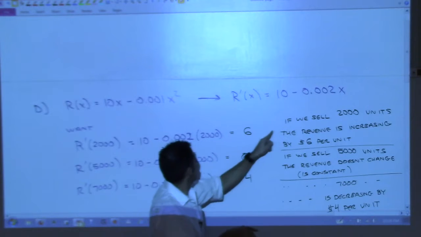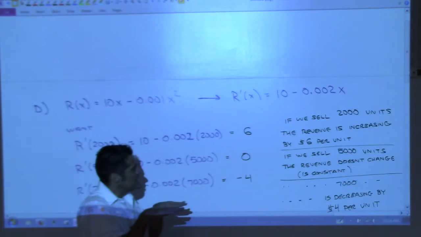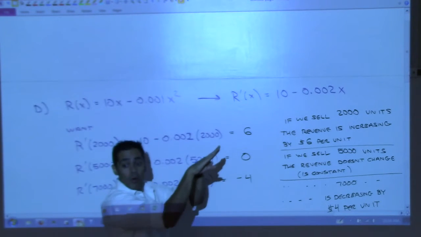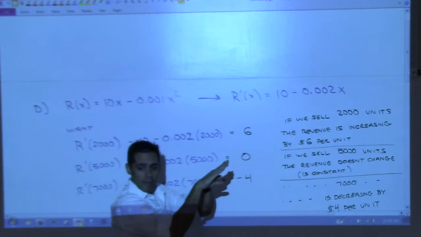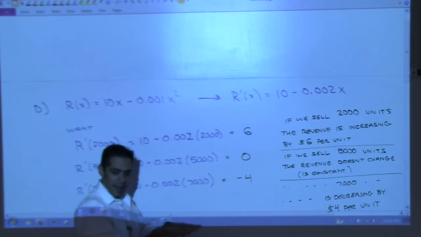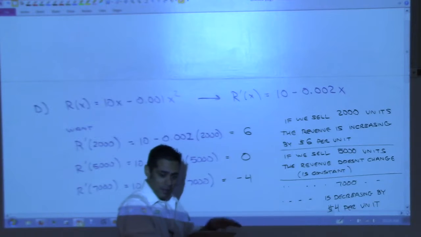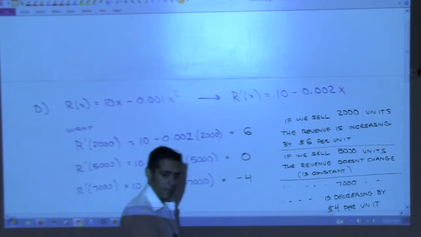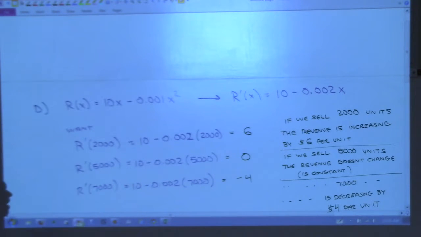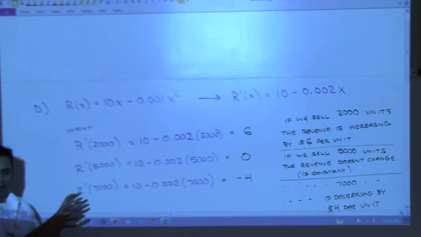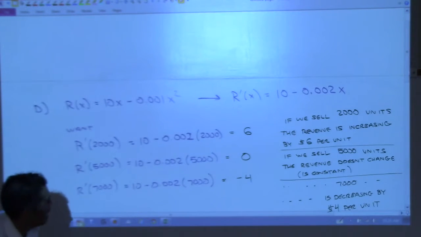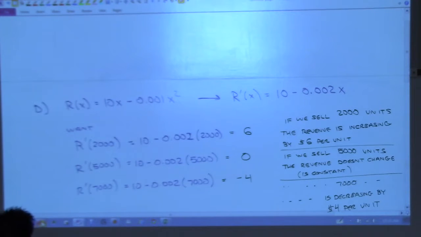Okay? Back here at 2,000, I said, look, if I sell 2,000, then if I continue to sell another one, I'm going to start bringing more in, right? Because I have a positive slope. But if I sell 7,000, now, if I sell another one, I'm going to start having less revenue. Understand? Yeah. Okay. This is not break even. Break even, what we would have to do is introduce the cost function into this, right? Because break even is where your revenue equals cost. I'm pretty sure that's coming up here.